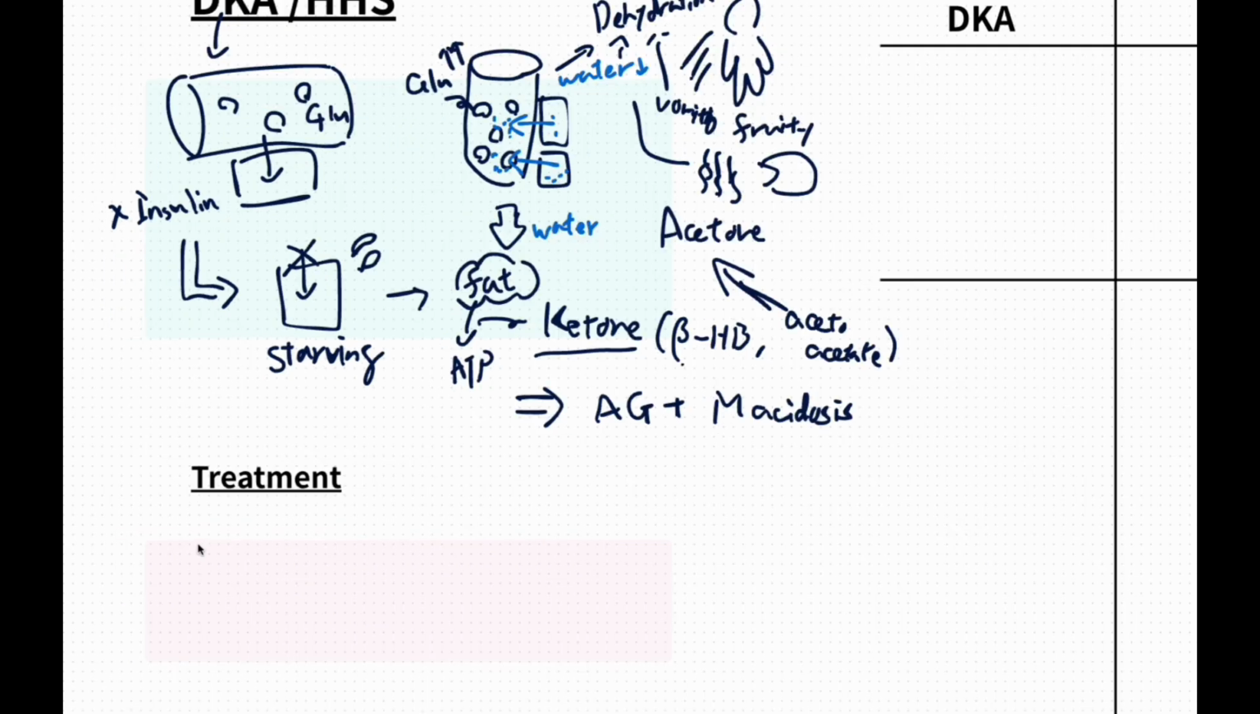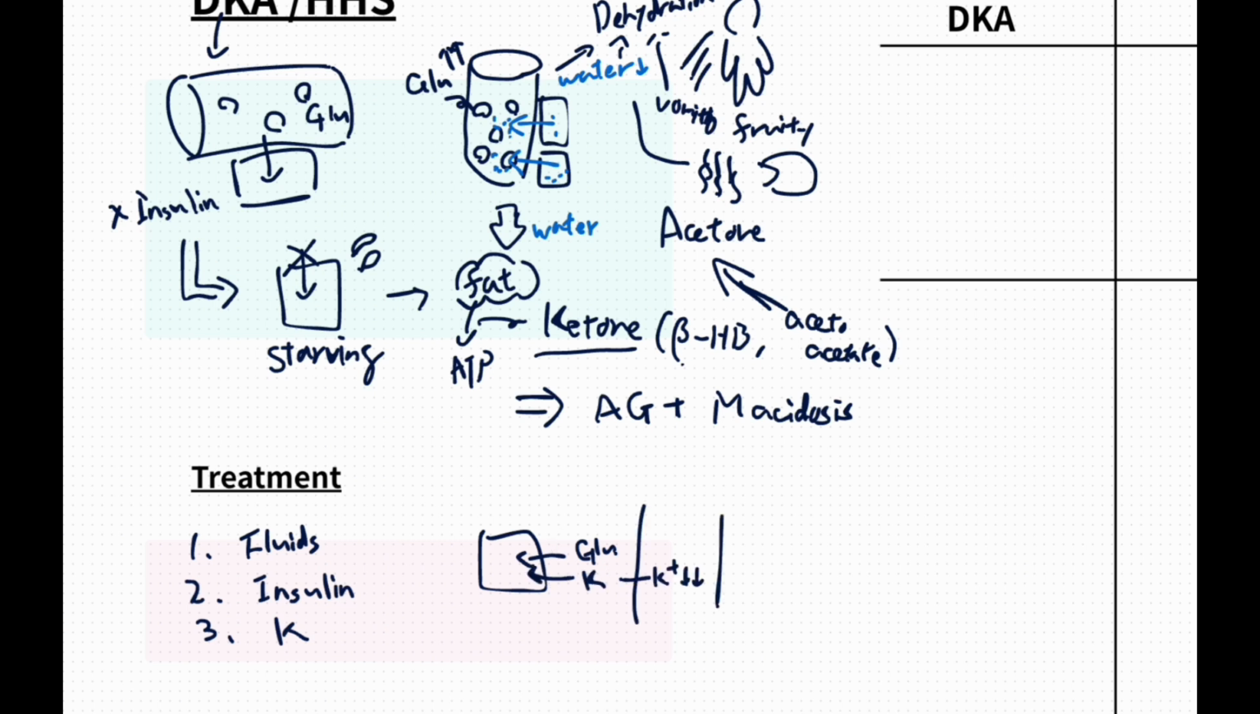The treatment directly follows the physiology. First, fluids. They restore perfusion and help stop ketone production. Second, insulin finally allows glucose to enter the cell again, shutting down ketone production. Third, potassium. As insulin works, potassium shifts into the cell, lowering serum level. So we always monitor potassium and keep it above 3.3 mEq per liter to avoid dangerous arrhythmias. This is the essential treatment framework for DKA.